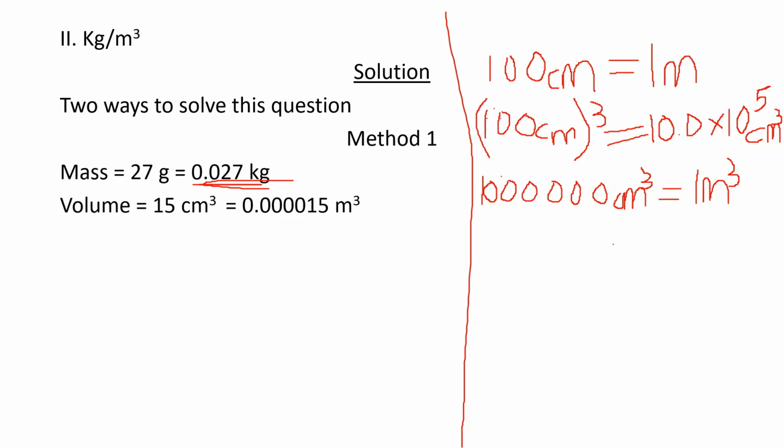So 100 centimeters times 100 centimeters times 100 centimeters will give you 1 meter cube. And 100 by 100 by 100 is 1 million. So 1 million centimeter cube is equivalent to 1 meter cube.